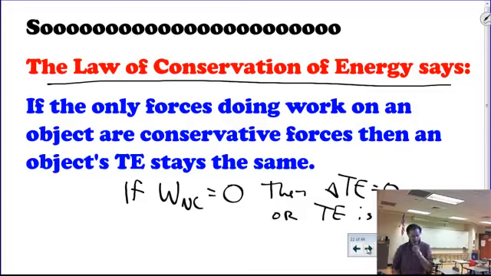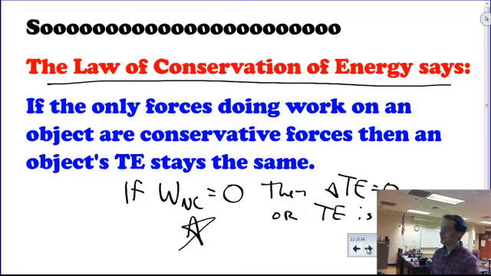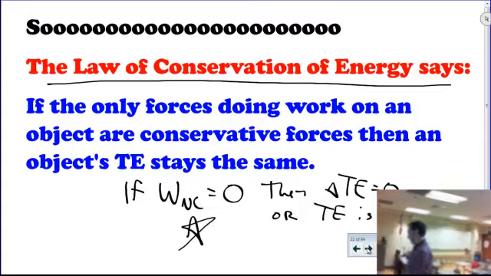All right? So all of the examples we're going to be doing today have this: the work done by non-conservative forces is zero. Now, keep in mind, that does not necessarily mean that there are no non-conservative forces. It just means they're not doing work.